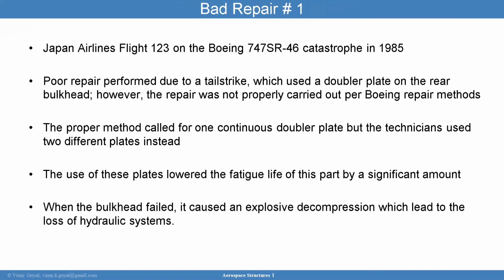There was a bad repair, as an example, of Japan Airlines Flight 123. There was a catastrophe, and the poor repair was performed due to a tail strike, which used a doubler plate on the rear bulkhead. However, the repair was not properly carried out per Boeing repair methods. The proper method called for one continuous doubler plate, but the technicians used two plates instead. And so the use of these plates lowered the fatigue life, and that then led to the failure event.